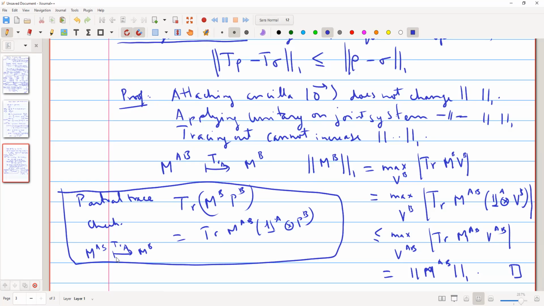Again, I repeat, the partial trace is the unique linear operator, so it has to be linear, on matrices on AB. It's a linear operator on matrices which sends matrices on AB to matrices on B, satisfying this identity for all.